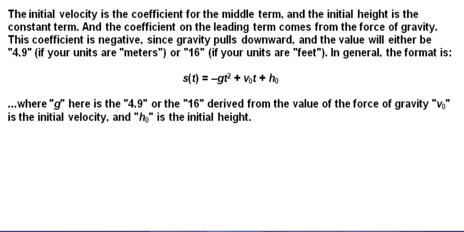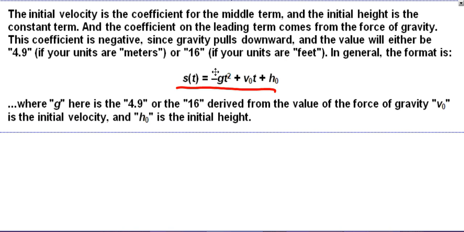So the formula for vertical motion is always negative g t squared, where g stands for the constant of gravity, the acceleration of gravity, plus the initial velocity times time, and then plus the initial height. So the middle term here is velocity, like how fast or how hard it's thrown up into the air. The height is the original height from which it's thrown up into the air.